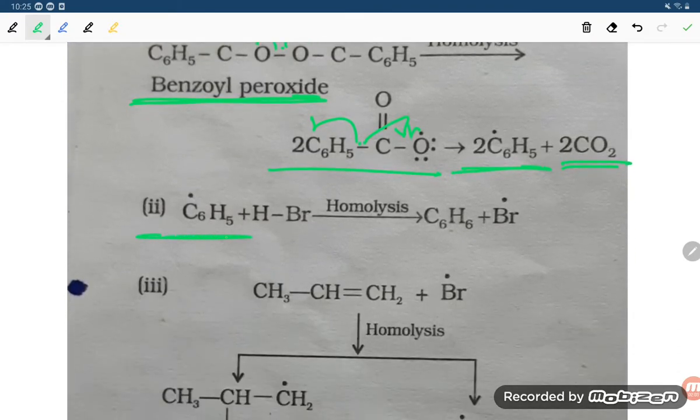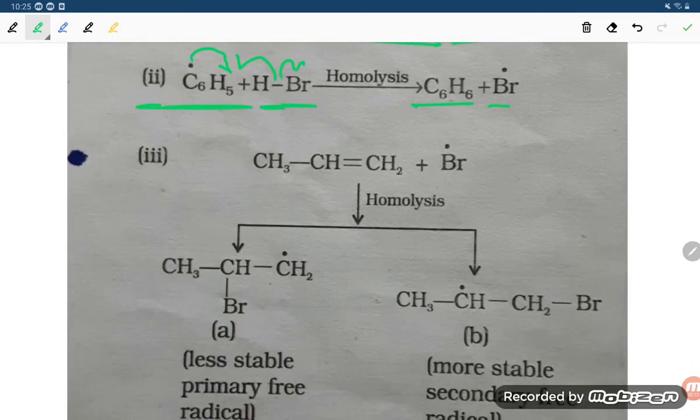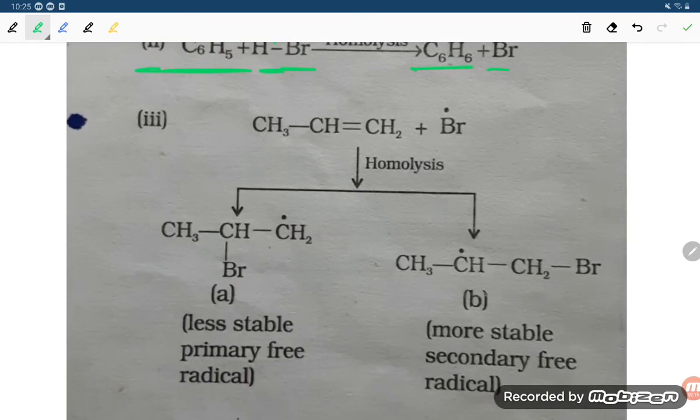This phenyl free radical attacks the HBr, and what is forming is benzene and a bromine radical. This bromine will attack now, students. In the Markovnikov rule, the H plus ion was attacking, but here the bromine is attacking. So when bromine is attacking, what is forming?